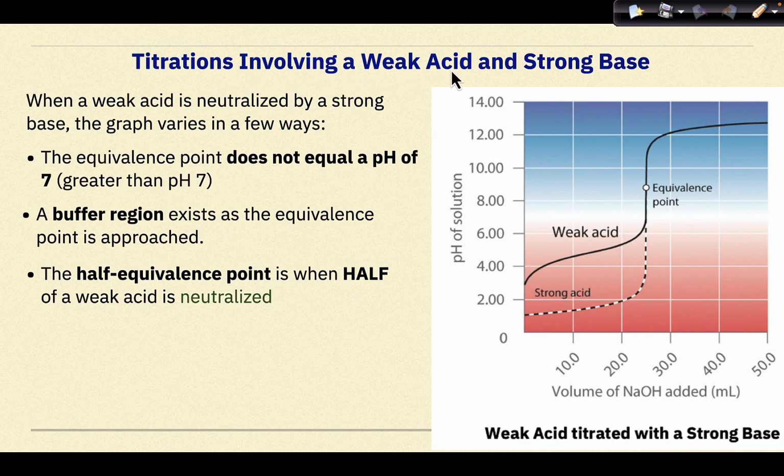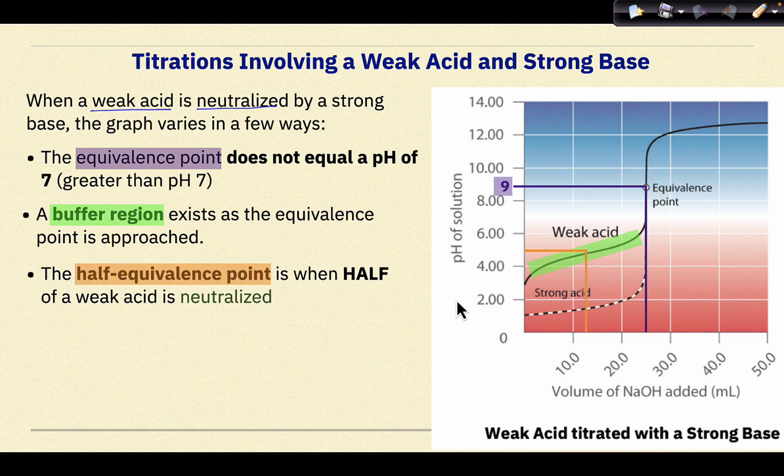Titrations involving a weak acid and a strong base. When a weak acid is neutralized by a strong base, the graph varies in a few ways. First, the equivalence point does not equal a pH of 7. Instead, it's going to be greater than a pH of 7. So here in the graph, we can see that the equivalence point is at a pH of 9. A buffer region exists as the equivalence point is approached.